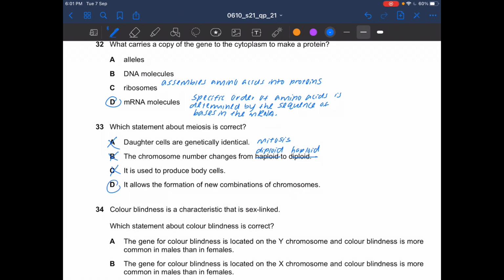It allows the formation of new combinations of chromosomes. Meiosis actually produces variation by having new combinations of maternal and paternal chromosomes.